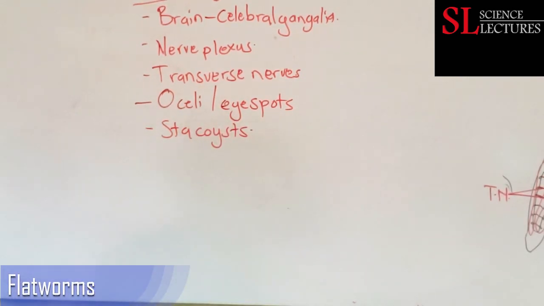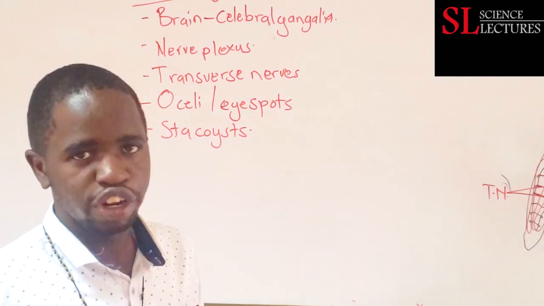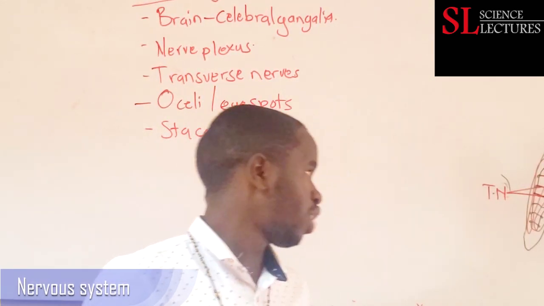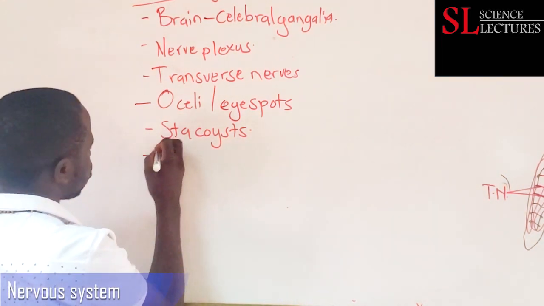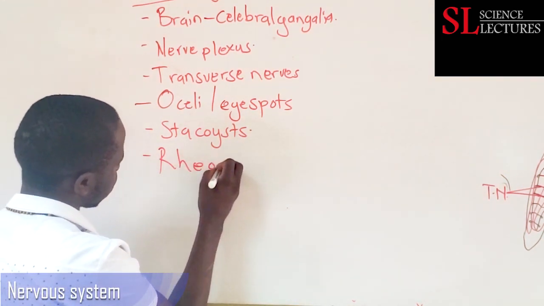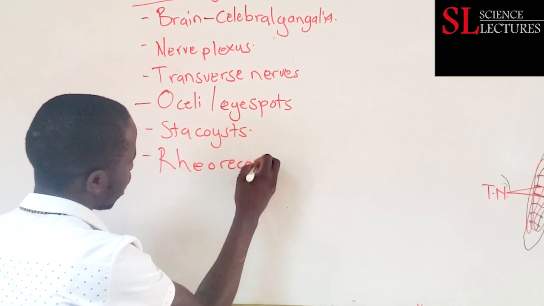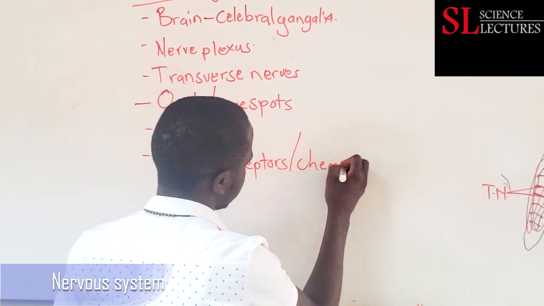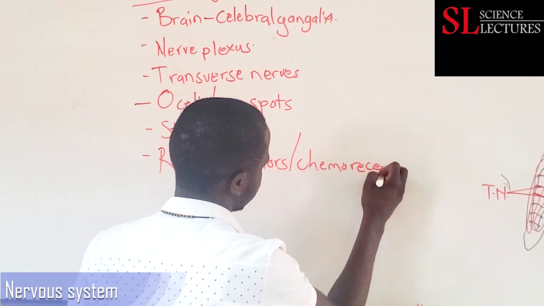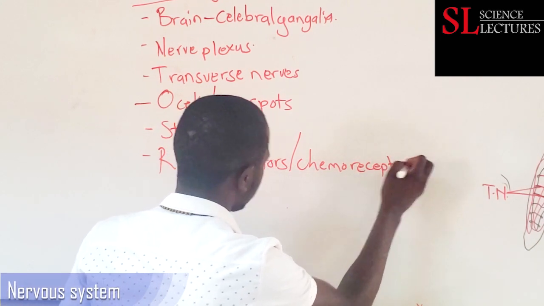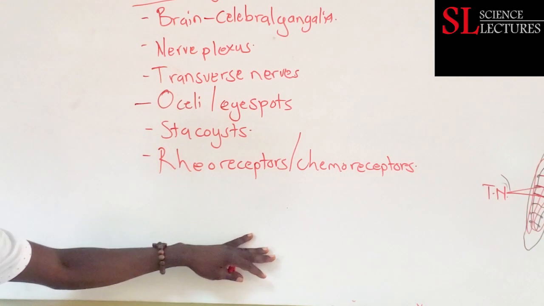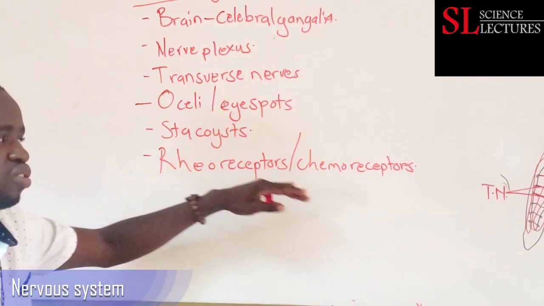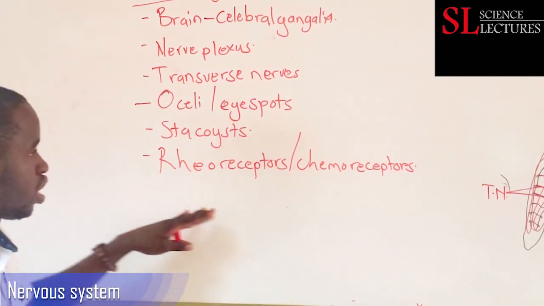The essence of statocysts, as we said earlier, is responsible for orientation of an organism in response to gravity. On top of that, they have receptors and chemoreceptors. So some of these organisms are hunters. So they need these receptors to detect prey and to detect other changes in the environment.